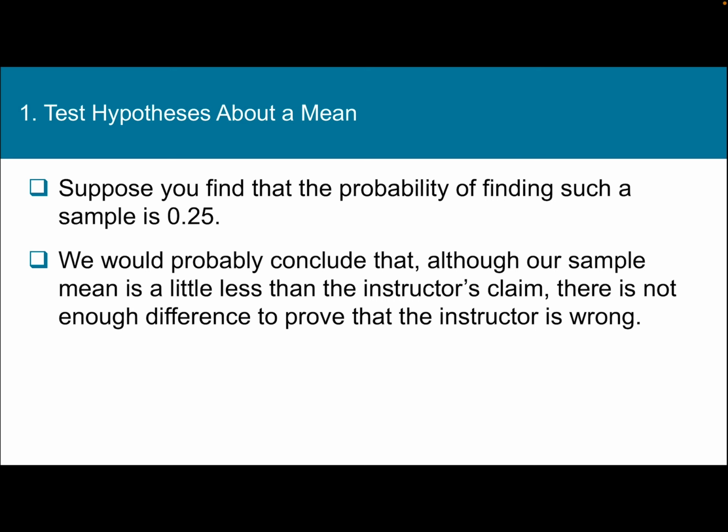We don't have a really strong probability to say that it's too far off because 25% probability, that's kind of likely to happen. I know it's not quite that close to 1, but this is not an unusually low probability. So remember that unusually low is typically a rule of thumb of 0.05 or smaller. So this is not an unusually low probability. This is an acceptable probability.